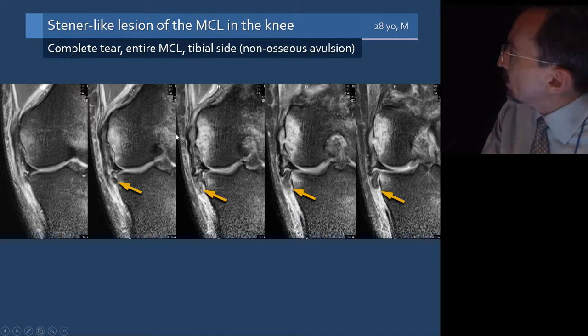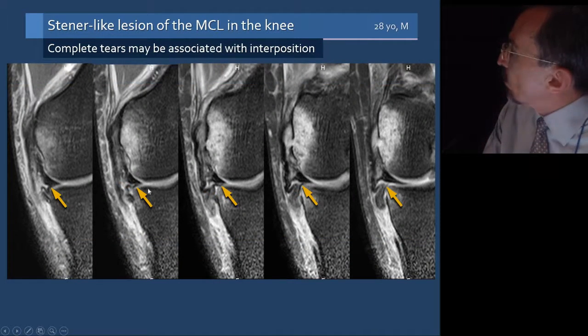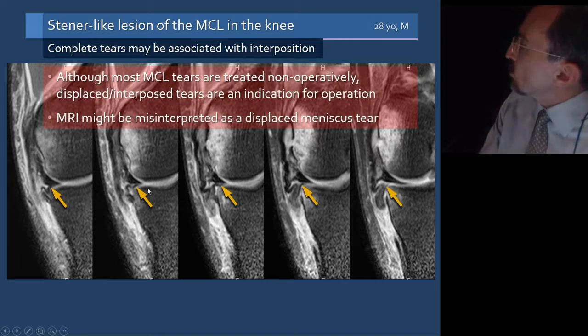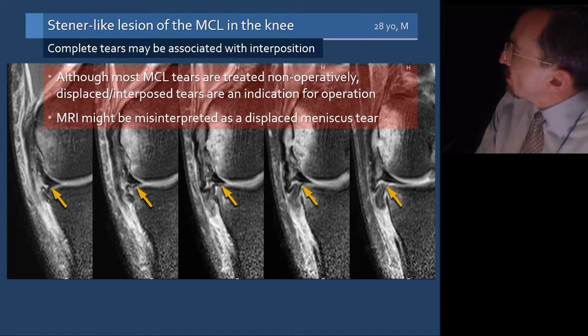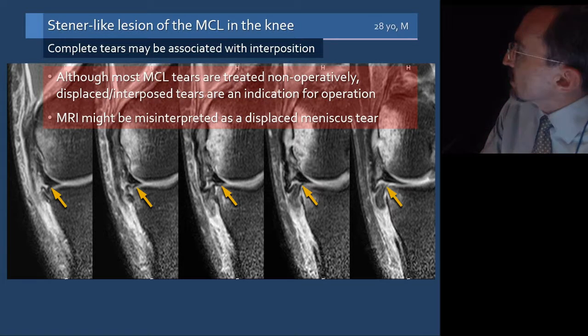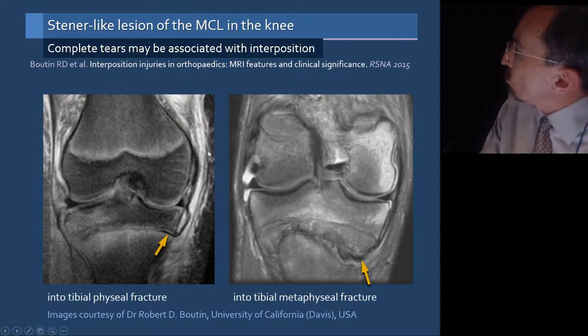I know this is about fingers, but you can see that in this patient of ours, where there is this MCL full thickness tear, there is this interposition of the torn ligament, more distally, in between the meniscus and the tibia. And if it is not taken away, there is no way this would heal by itself. So they are considered to be surgical conditions. And this can well be misinterpreted as displaced meniscal tears on sagittal images. Of course, they can also be interposed into the physeal line here or into a fracture line as shown here. So they are also called Stener-like lesions.